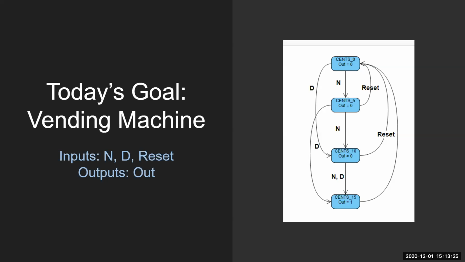Like I said, it has the inputs nickel and dime, and also a reset input so that we can get back to the beginning state at any point. And then one output, which is just the signal that would control opening up the latch, or however it works in an actual vending machine.